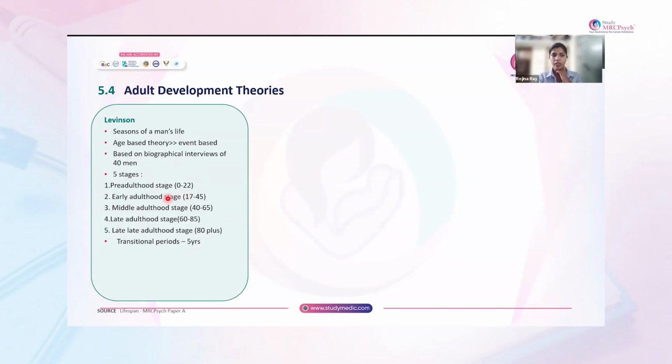So pre-adulthood is from 0 to 22. And there is a gap of 5 years. Early adulthood begins from 17 to 45. So there is a gap of around 5 years. That is called a transitional period.